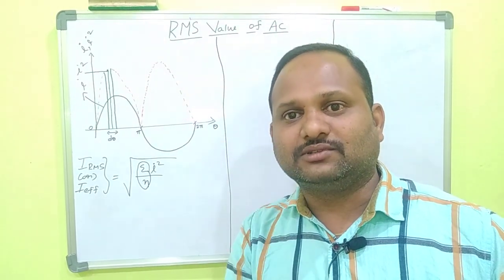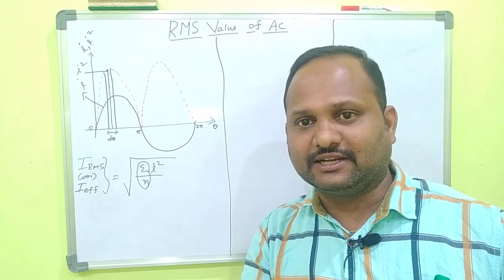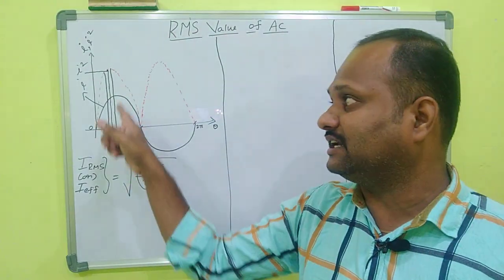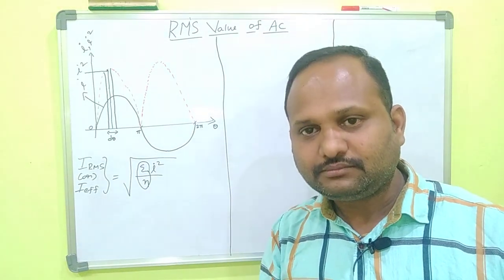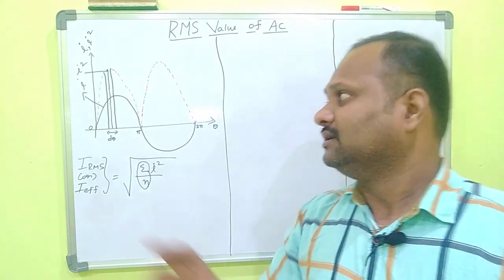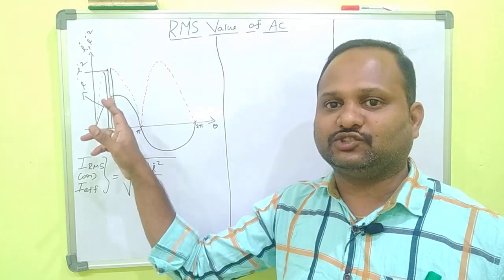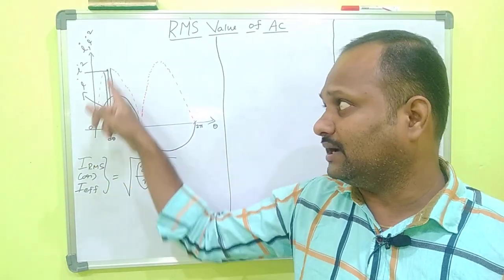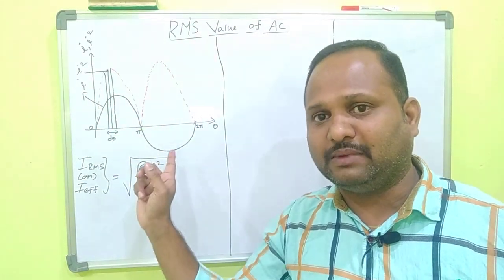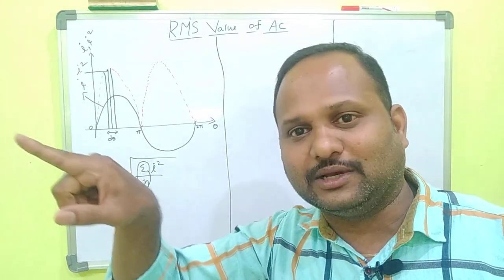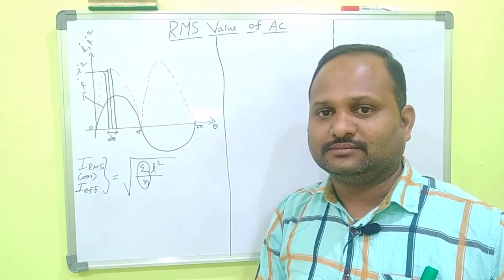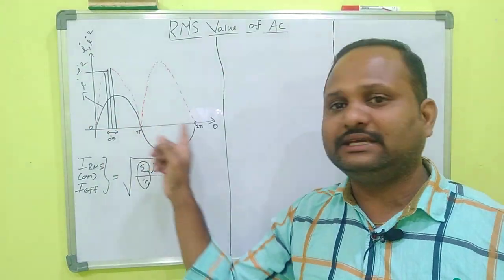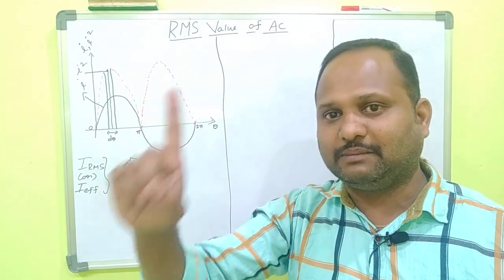In the mean value of AC, we took only the positive or negative half cycle, but here we are taking one complete cycle. Why? Because in the positive half cycle the current is plus I, and in the negative half cycle the current is minus I. But the square of I is I squared, and the square of minus I is also I squared, not minus I squared. Both give the value I squared. So we are taking one complete cycle here.